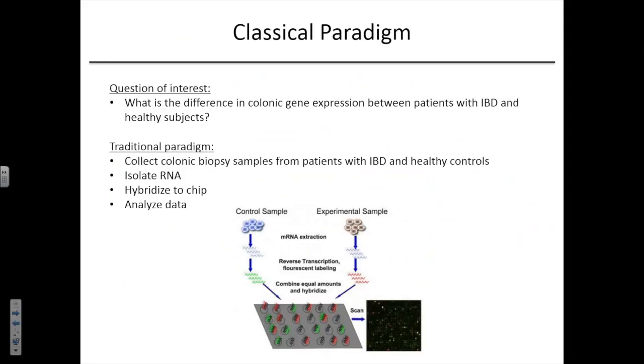The classical paradigm for doing biology would be you ask a question, and you think about an experiment, and then you think about how to do it by yourself. So for example, if you want to look at gene expression signatures of IBD patients versus healthy subjects, you want to collect colon biopsies, and then you want to isolate RNA if you want to look at gene expression, and then you want to do microarrays or RNA-seq, and then you can generate such a data set and start to answer your question.